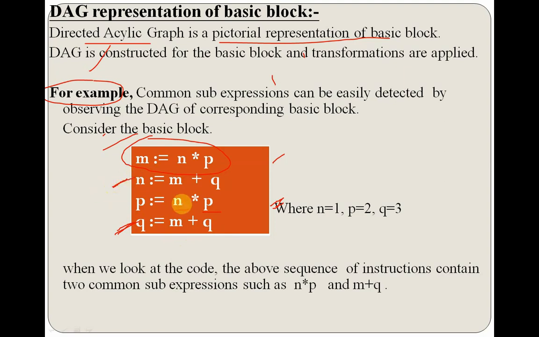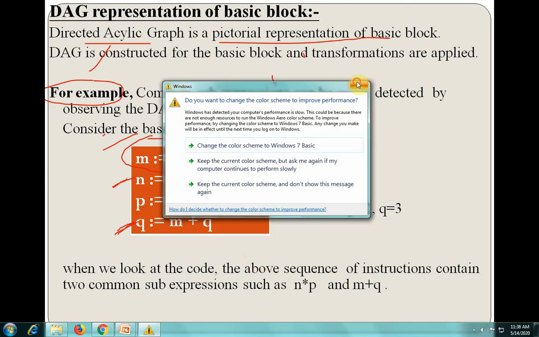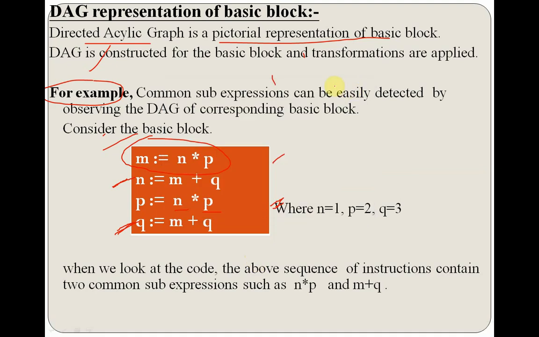So the m plus q can be taken as a common sub-expression, and instead of computing it twice here, we can compute it only once and reuse the previously calculated value of the expression m plus q. This process is called common sub-expression elimination. So this common sub-expression elimination can be easily done by DAG.